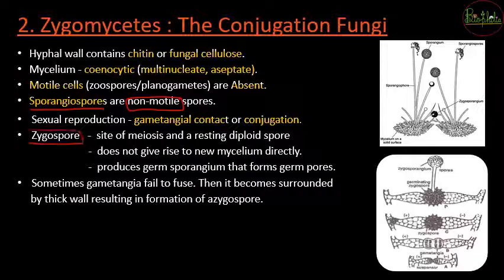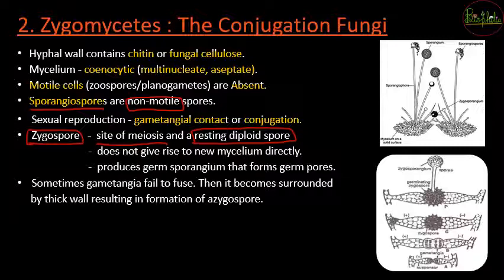So after sexual reproduction the zygospore would be formed, that is going to be the site of meiosis, and that is a resting diploid spore. So this zygospore has given the name of the group, that is Zygomycetes. So zygospore के ऊपर से नाम दिया Zygomycetes.